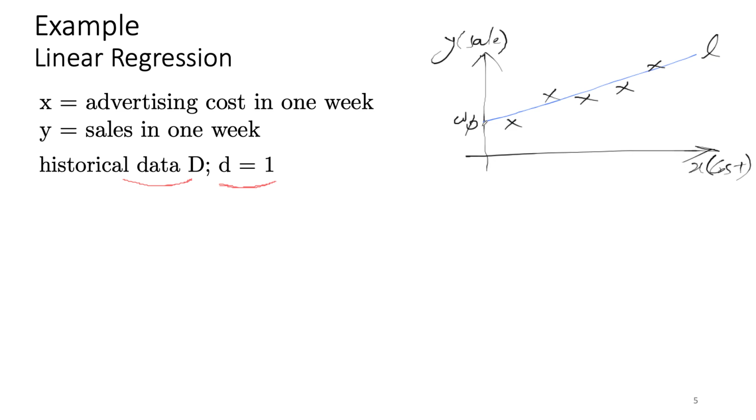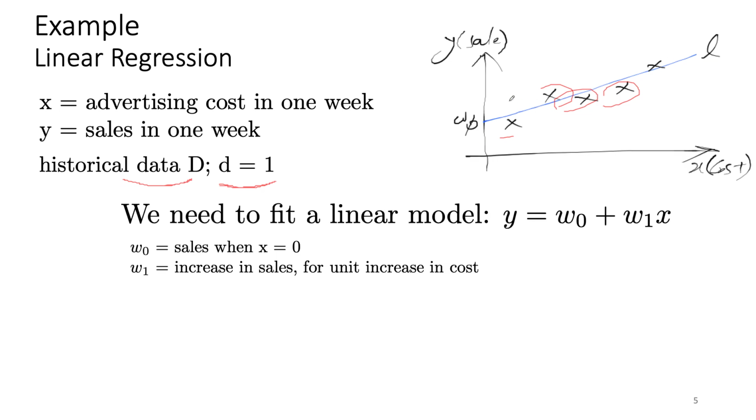We have come up with this L here, and these are the historical data, right? So we are pretty close to what the actual data was. Now we need to fit a linear model such that it produces that line L for us. So the linear model becomes y equal to W0 plus W1x. All right?